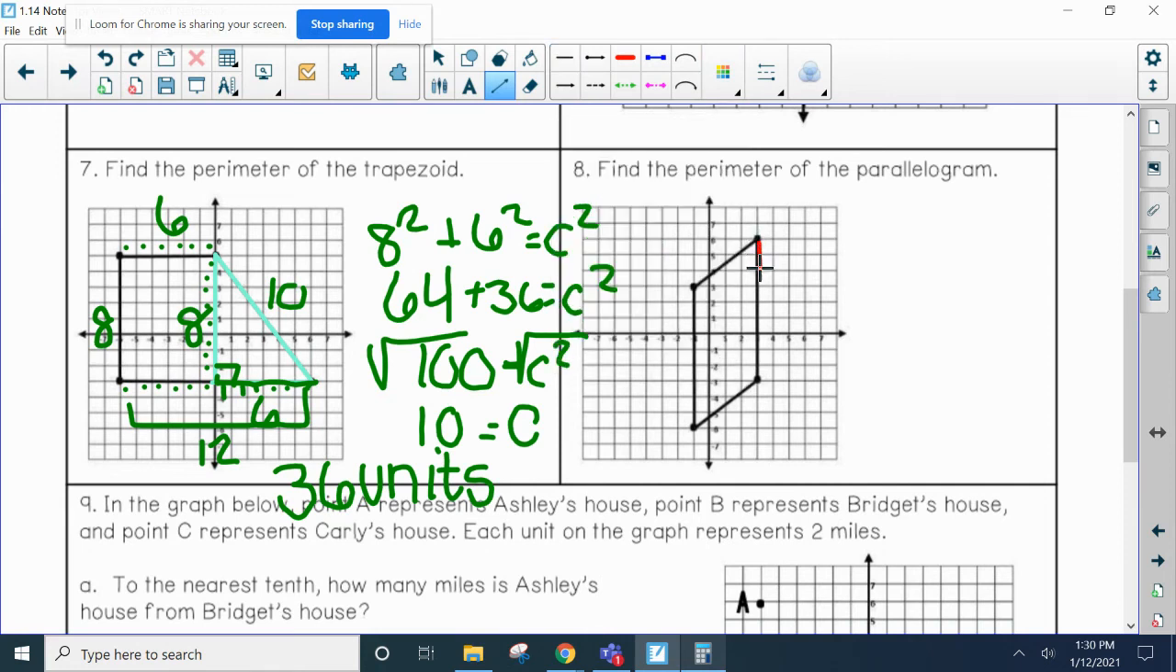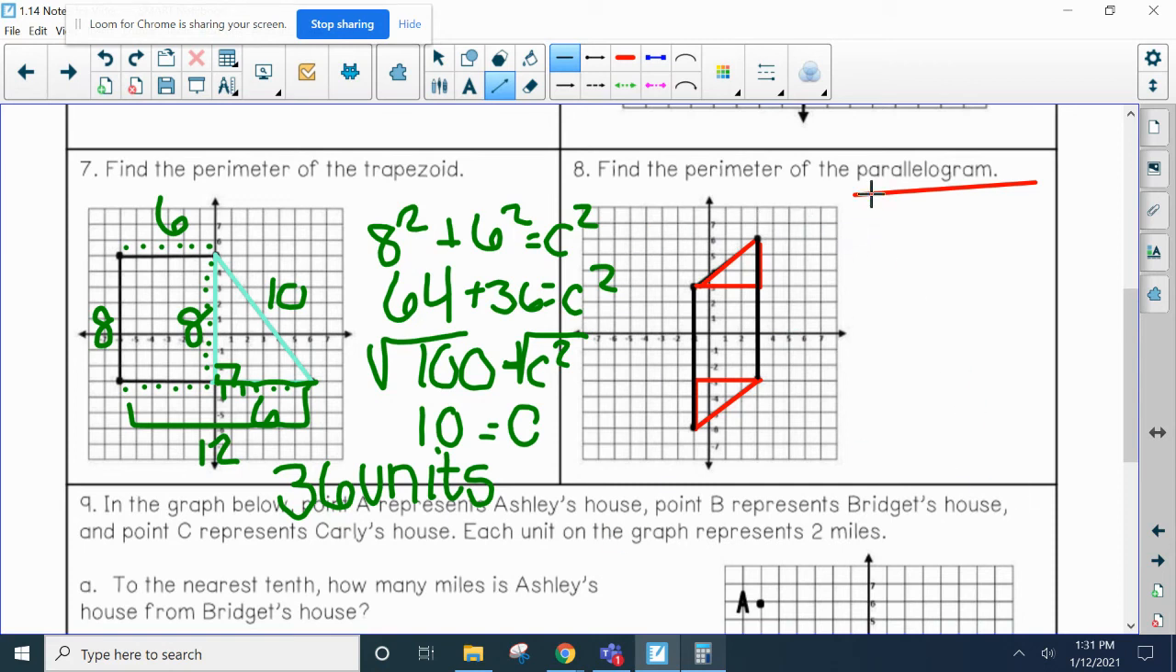So from here to here, here to here, make your triangle to find this diagonal length. It is a parallelogram, so what I know is that this is going to be equal to that. So you only have to find one of those diagonals because it is a parallelogram. So they will be the same length. And then add it to your two sides that you can count.